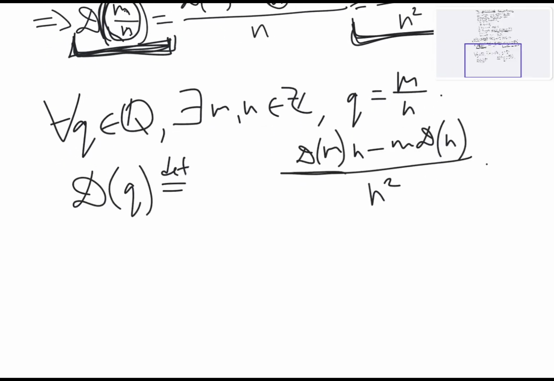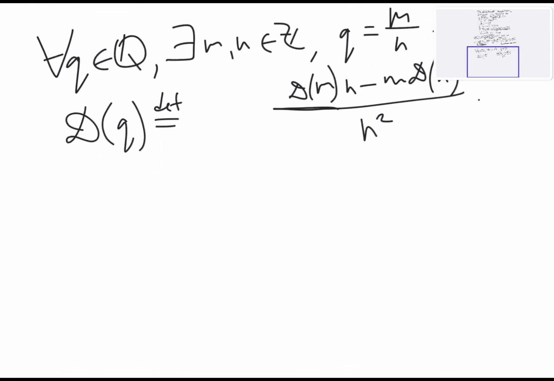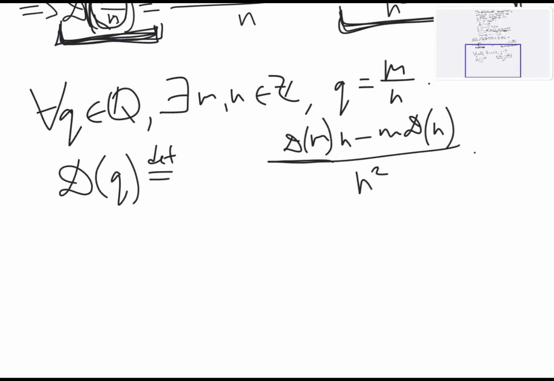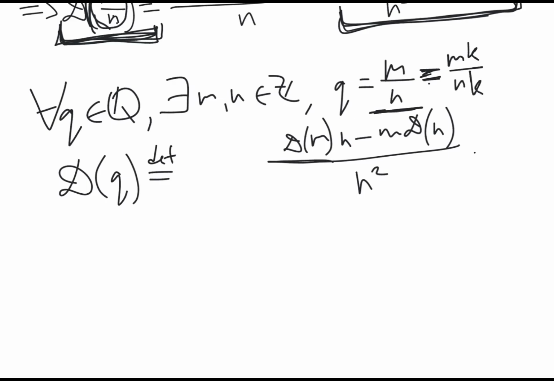Now we need to prove the correctness of this definition. The correctness means that, first, a rational number is not uniquely represented in this way. We can multiply both numerator and denominator by the same number, so it's equal to mk over nk. And where is the guarantee that when we use these two numbers instead of m and n, this would give us the same result? So we need to prove this.